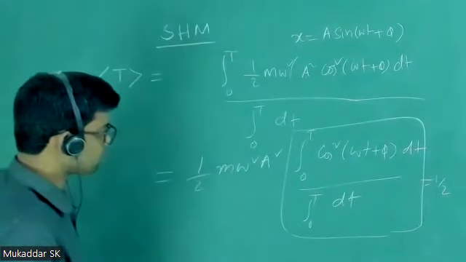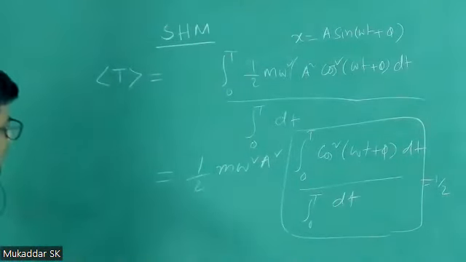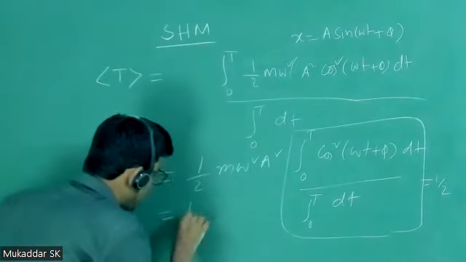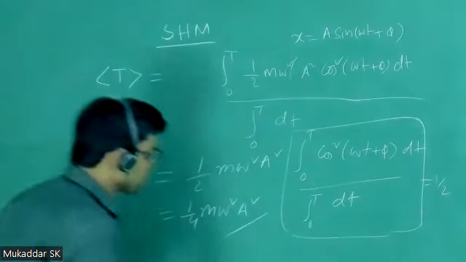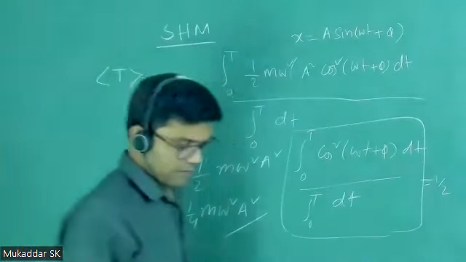Okay, sir. So again you will have half into half, that will be 1/4 m omega square a square. So this is the time average.